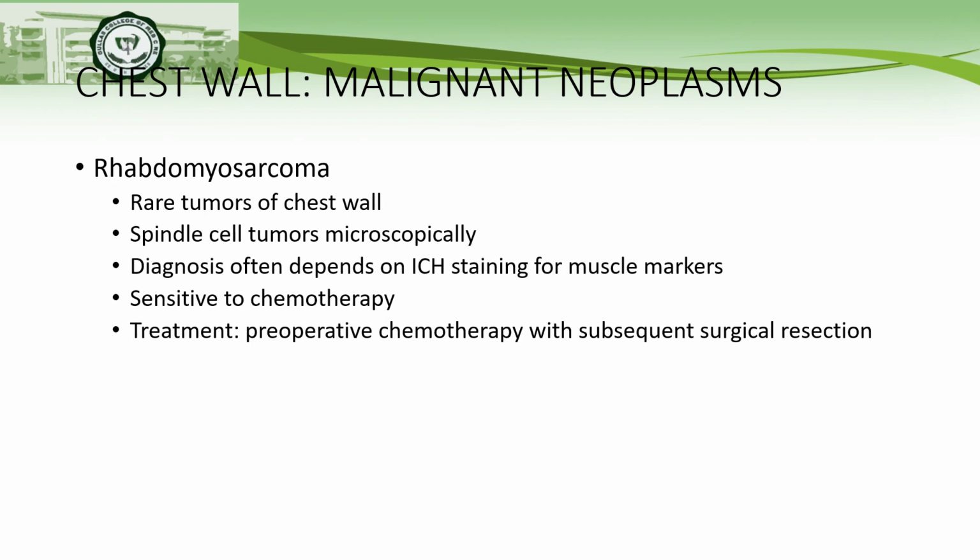So I think this is the last one discussed in your book, rhabdomyosarcoma. This is a rare tumor of the chest wall. And what we see microscopically when we encounter rhabdomyosarcoma are spindle cell tumors. The diagnosis often depends on immunohistochemistry staining for muscle markers. And this condition is sensitive to chemotherapy. So we provide preoperative chemotherapy first and then subsequent surgical resection for these types of patients.